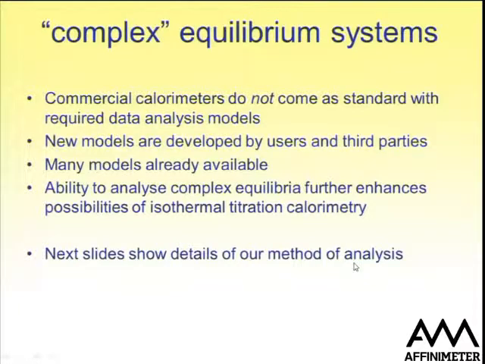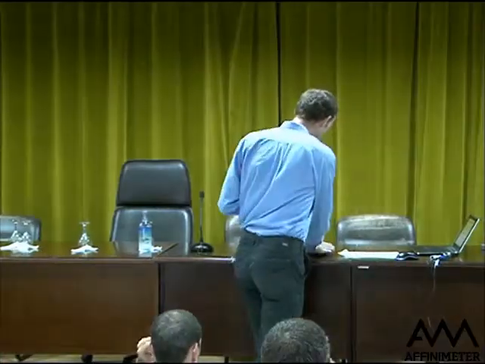The problem is if you have complex equilibrium systems, and we're going to have a look at what would count as a complex equilibrium system later on. But the problem is that as soon as you have, for example, multiple equilibria that you cannot analyze in terms of a multiple independent binding site model, you need different models. And the question then becomes, is that model available? And for a lot of cases, the commercial software doesn't provide you with a model that you need.